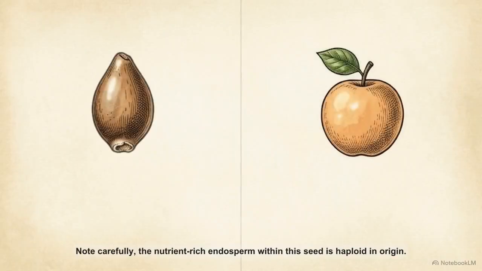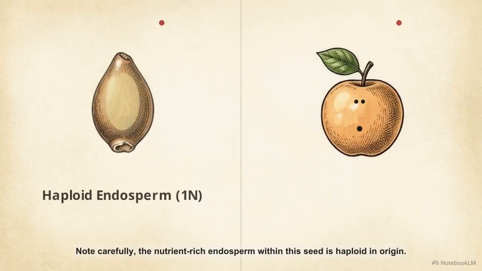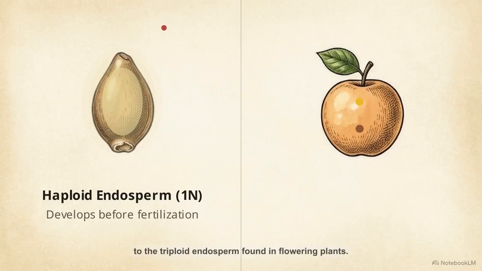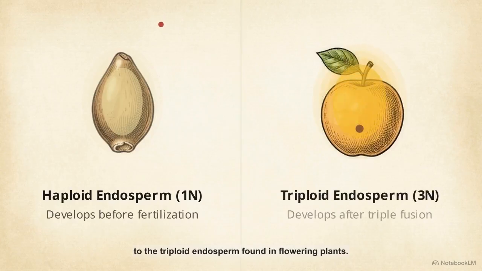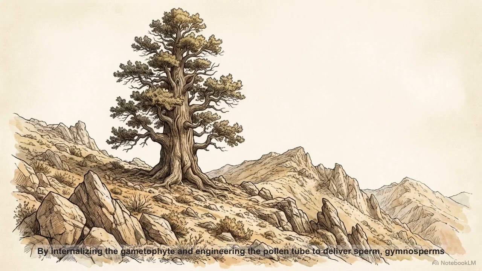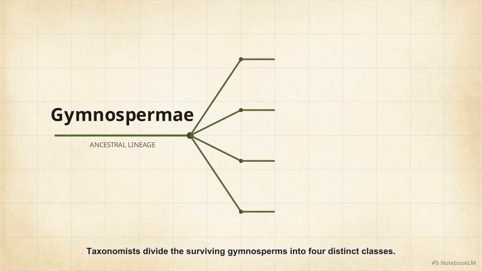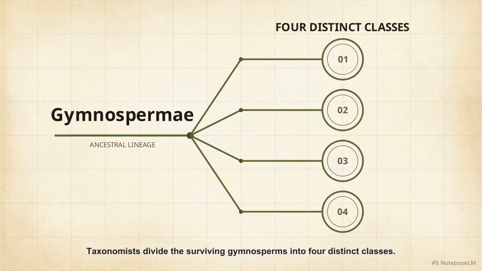Note carefully, the nutrient-rich endosperm within this seed is haploid in origin. It develops from the female gametophyte before fertilization even occurs, a stark contrast to the triploid endosperm found in flowering plants. By internalizing the gametophyte and engineering the pollen tube to deliver sperm, gymnosperms successfully severed plant reproduction's ancient reliance on liquid water. Taxonomists divide the surviving gymnosperms into 4 distinct classes.